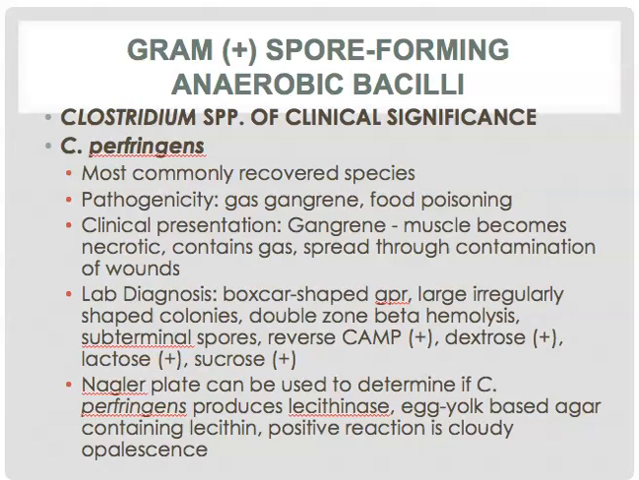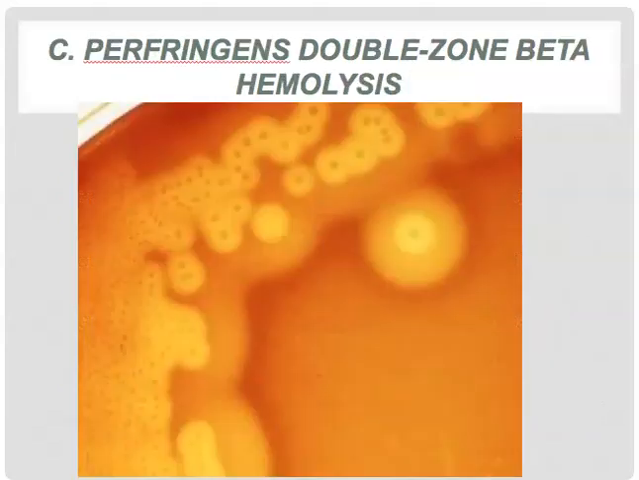And a Nagler plate can be used to determine if Clostridium perfringens produces lecithinase. So Nagler is an egg yolk based agar that contains lecithin, and a positive reaction on that plate would show what they refer to as a cloudy opalescence.